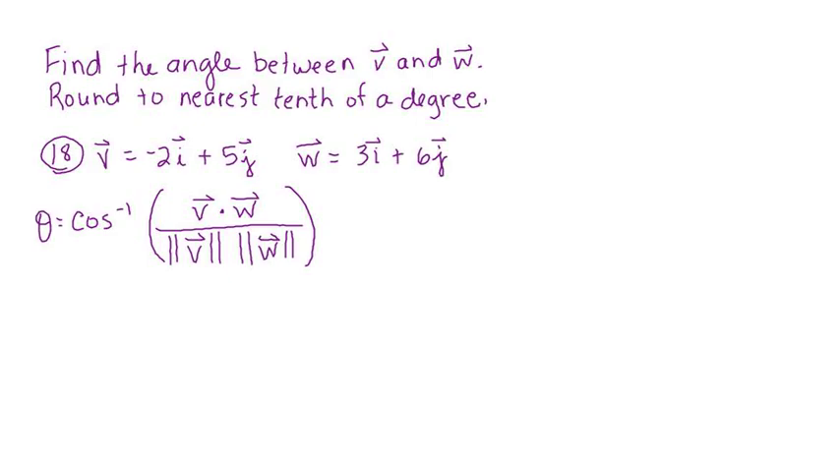So let's look at an example of that. We want to find the angle between vector v and vector w and round to the nearest tenth of a degree. Now we're going to let theta represent that angle between the vectors. So I have two vectors here, v and w, and I've copied down my formula for finding theta.